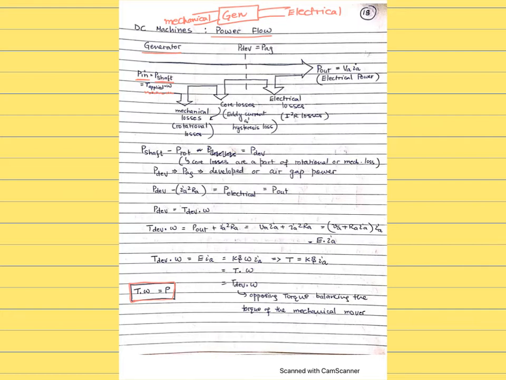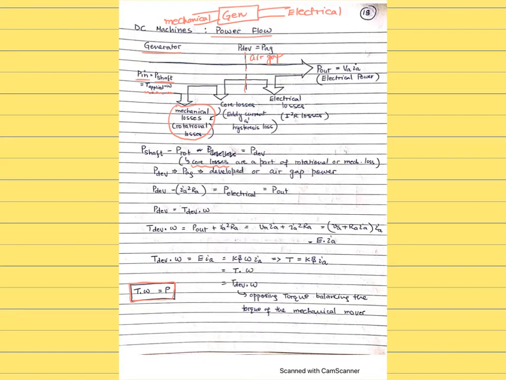Then taken off are the rotational losses, the mechanical losses, and core losses are actually a part of the rotational losses or mechanical losses. They're not separate, though on the drawing I draw them separately, but they're a part of the rotational losses. Then where do you reach? You reach the air gap here.